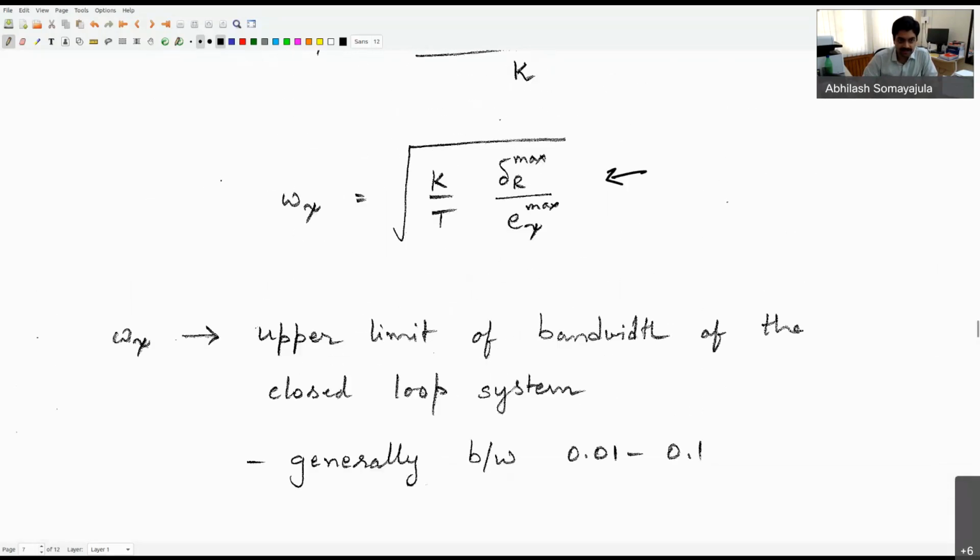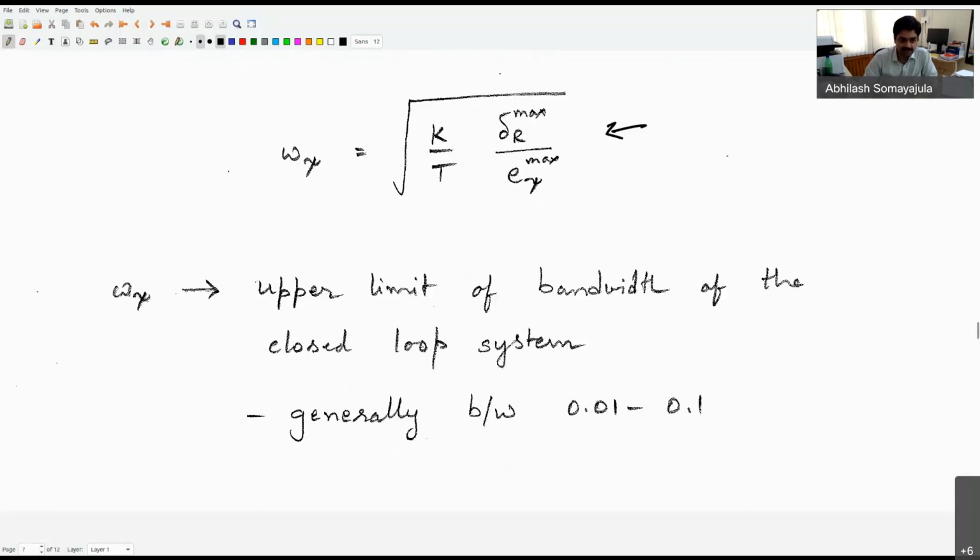All right, this value of omega n that you typically see can be considered an upper limit of the bandwidth of the closed loop system, and it is generally between 0 and 0.1 hertz. Okay, 0.1 hertz is a period of 10 seconds.